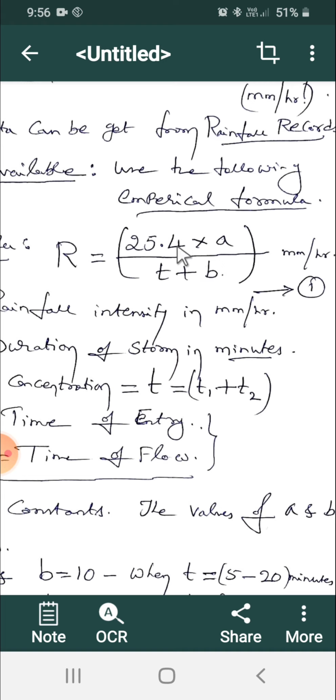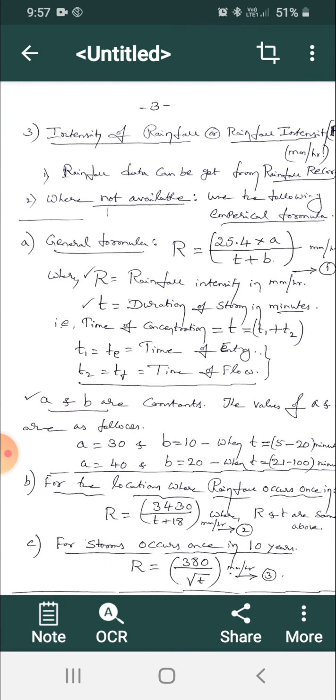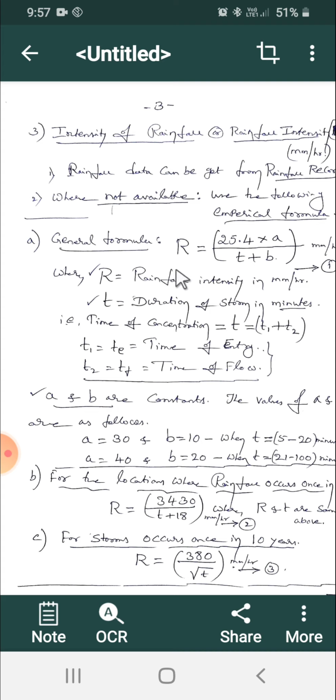Now, what are these constants? What is A, what is B, and what is T? See, if you substitute these values into this, you will get the R value. This is in terms of mm per hour. Remember it. This is called a general formula. Whenever there is no data available, you have to go for this. It is a thumb rule. Okay. So, based on this, how to determine the R value? Because Q is AIR divided by 360, the R value can be determined using this.